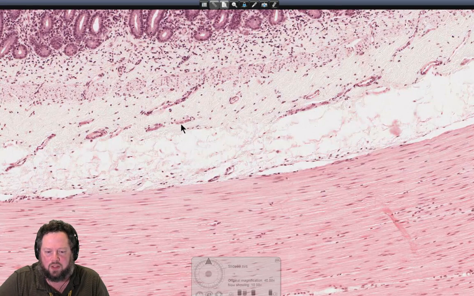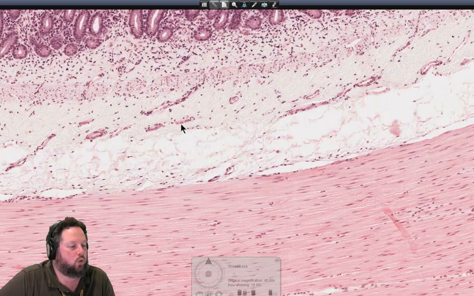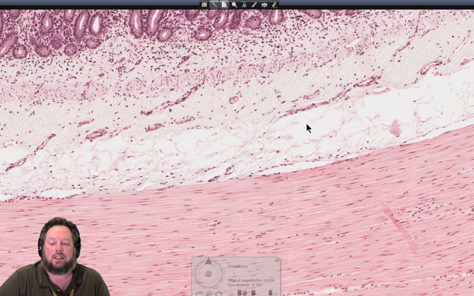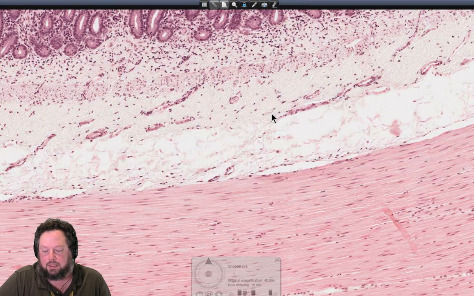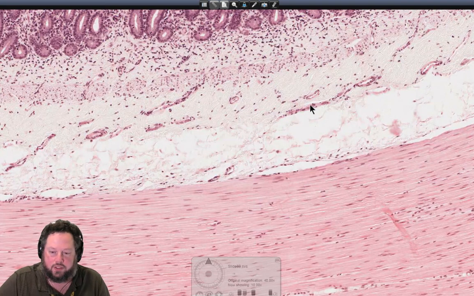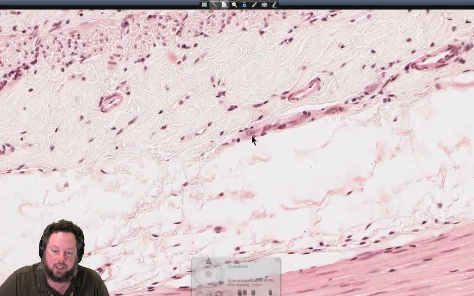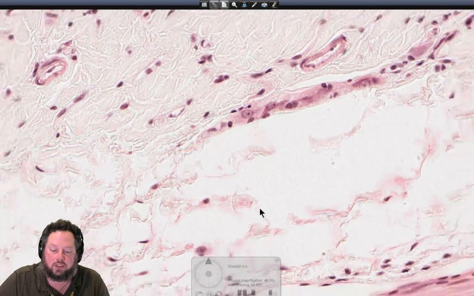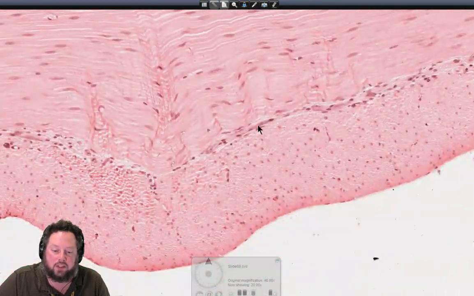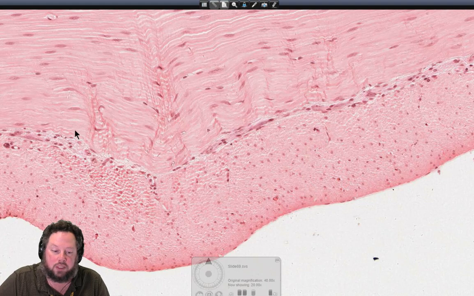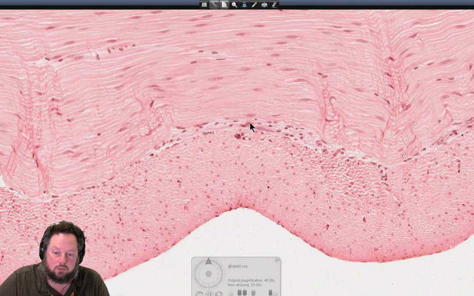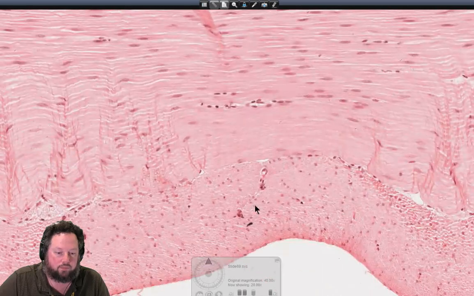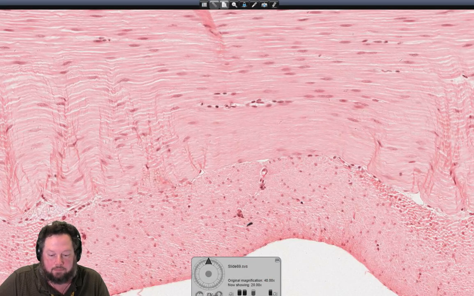Does anyone in chat remember where Auerbach's versus Meissner's plexus are located? Meissner's plexus is submucosal. Right, so these are the Meissner's plexus. You can see the big pale staining nuclei, prominent nucleolus here. So this is the Meissner's plexus, and then the Auerbach's is the one that's found between the two layers. You can see the big nuclei here, pale staining nucleus, prominent nucleolus. All right, any questions about that?